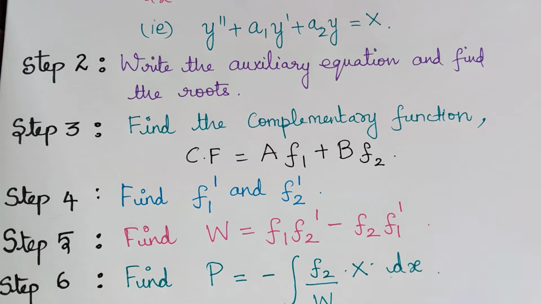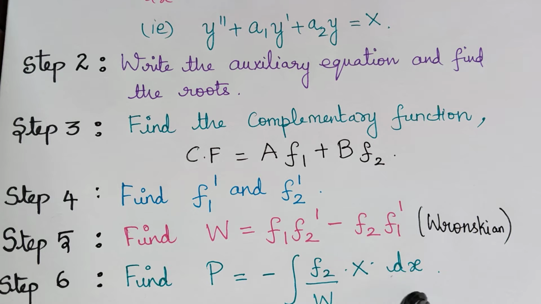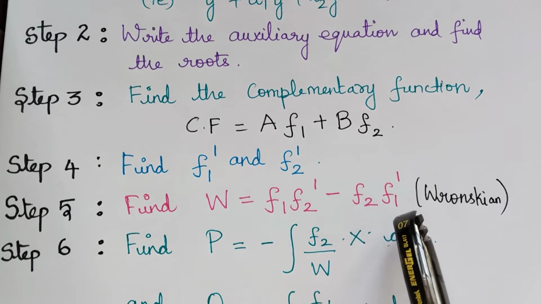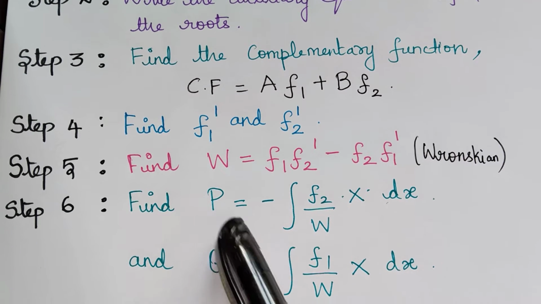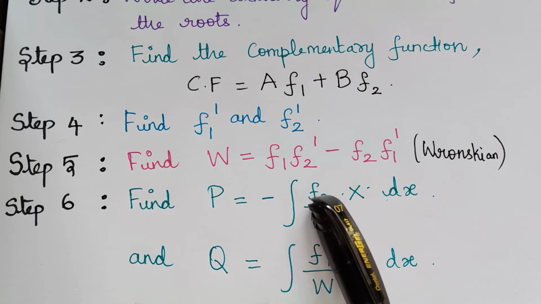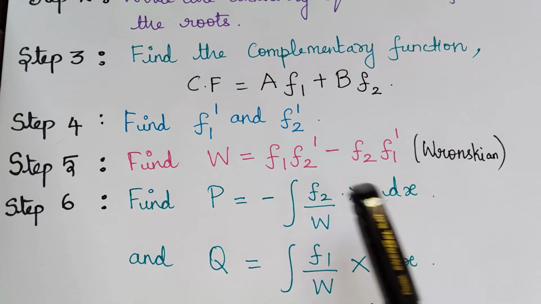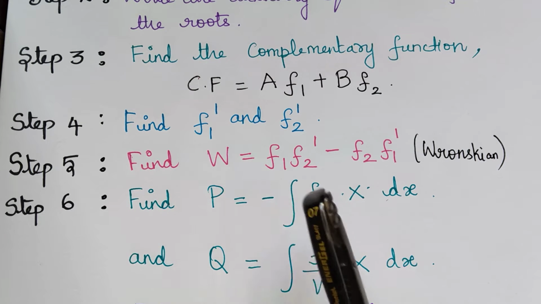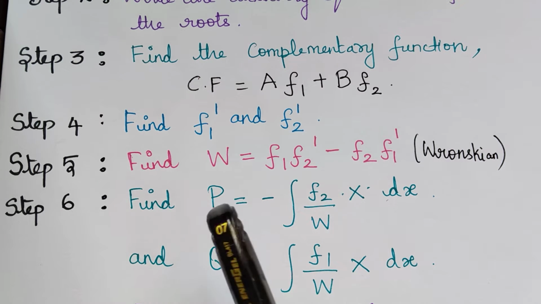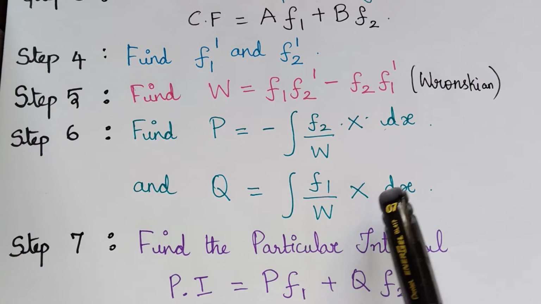But anyway, I'll just complete the steps involved in solving the problem. This W is known as the Wronskian of the two functions f1 and f2. We find this W in order to find the values of capital P and capital Q, which are given by these integrals. So P is equal to negative integral of f2 divided by W multiplied with capital X dx. In a similar way, Q is equal to integral of f1 by W capital X dx.